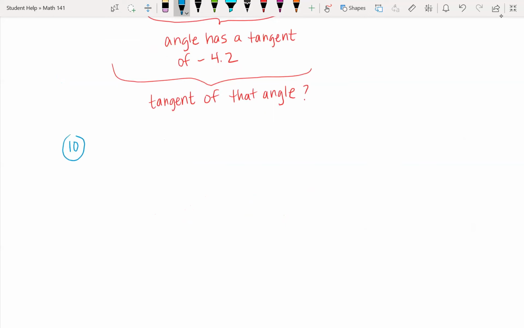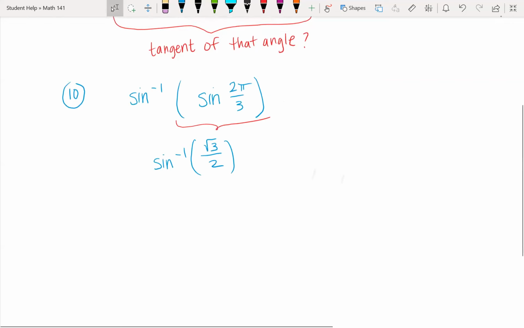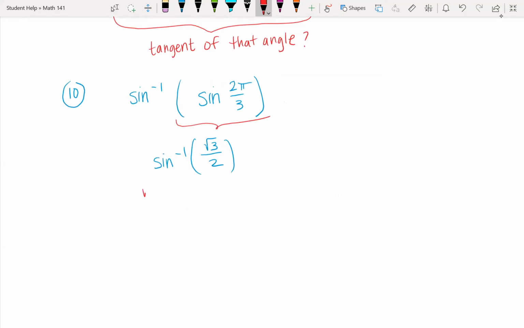For the next problem, sine inverse of sine of 2 pi over 3. We can look at this part that's in parentheses, and we know that the sine of 2 pi over 3 is square root of 3 over 2. So now we're asking ourselves, what angle has square root of 3 over 2 as its sine?